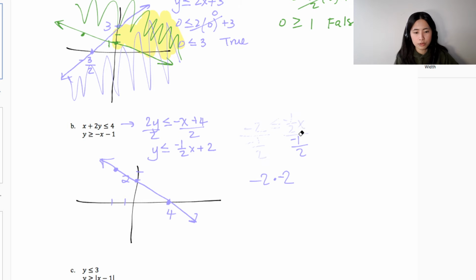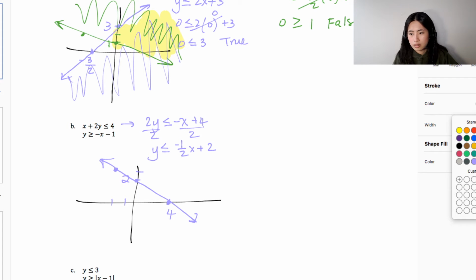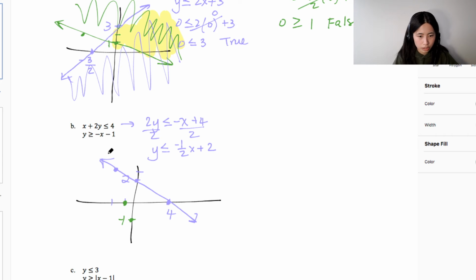Okay, so now let's move on to your second inequality. Your second inequality also has a negative slope, but now it's at negative 1. That's where your y-intercept is. You run by 1. Okay, so when you're graphing this, it should look something like this.